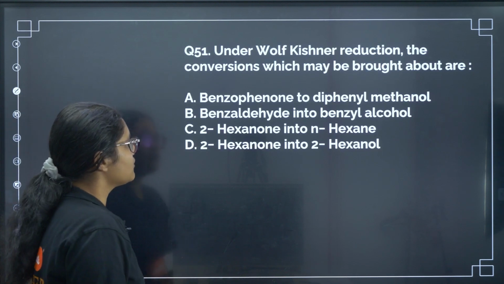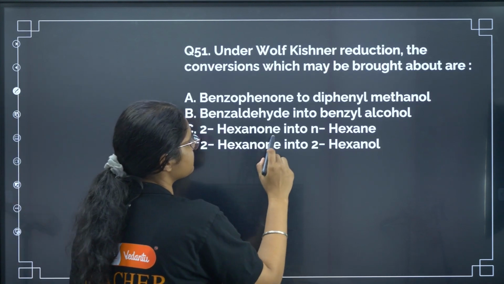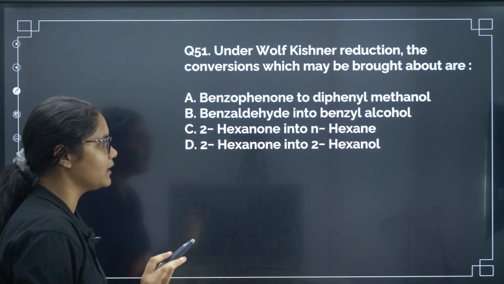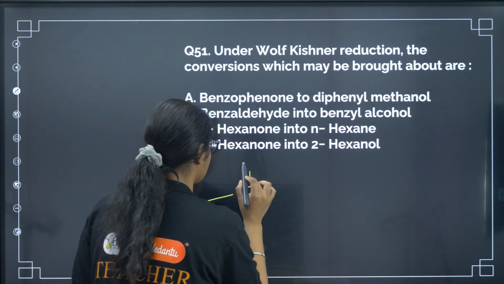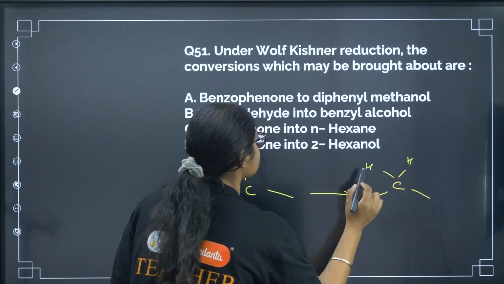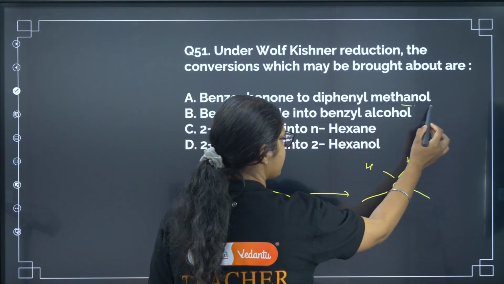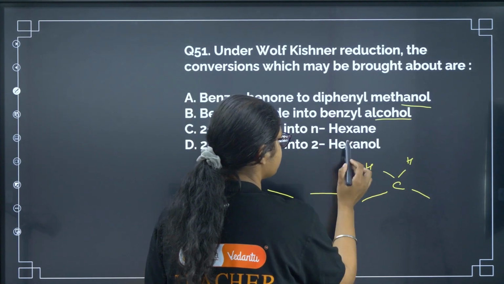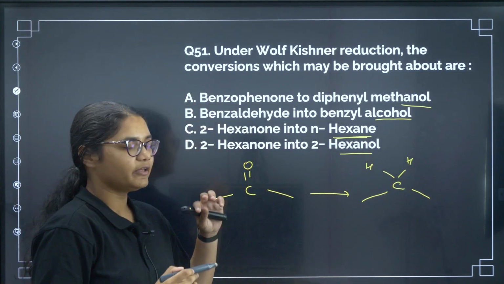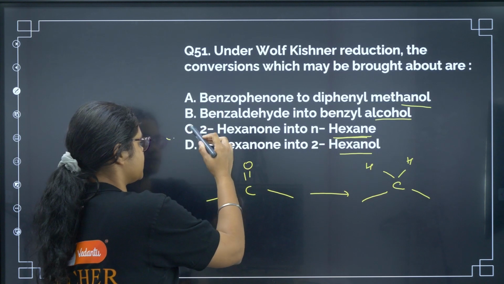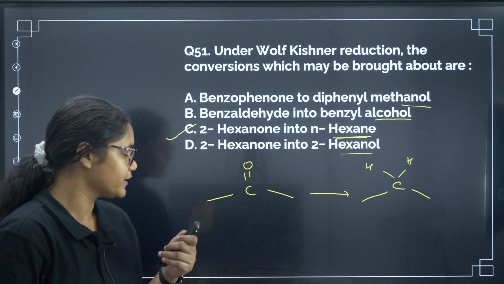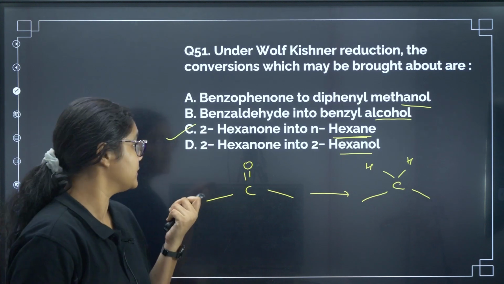Okay, next, under Wolff-Kishner reduction, conversions which may be brought about are. Okay, Wolff-Kishner reduction, if you remember, converts any carbonyl group to an alkane group, right? So just by seeing the options, here alcohol is produced, here alcohol is produced, here alkane is produced, and here again alcohol is produced, right? So very easily we can say that the answer has to be option number C, because the end product is an alkane group, it is not an alcohol group. Okay, so the correct answer for this question is option number C.